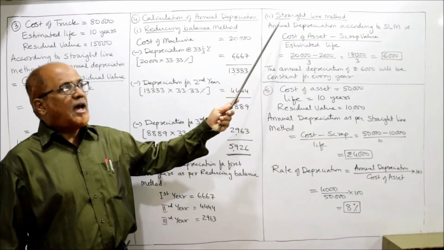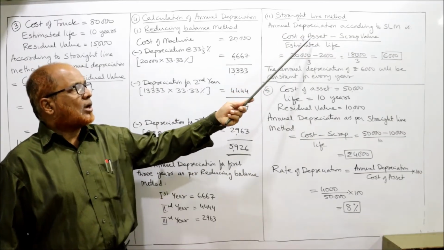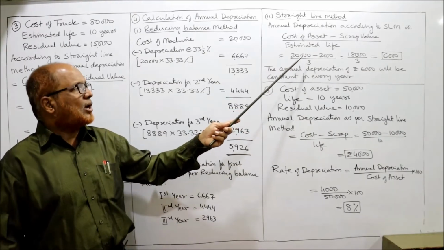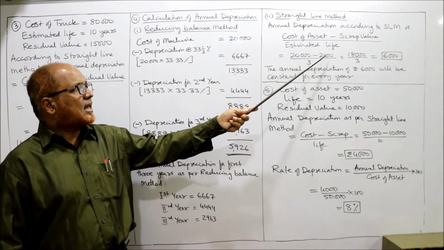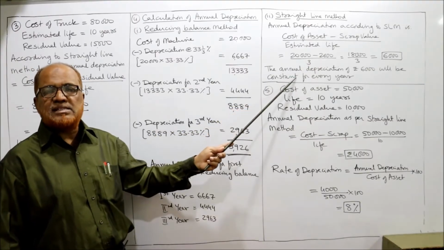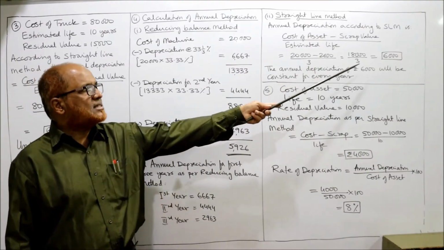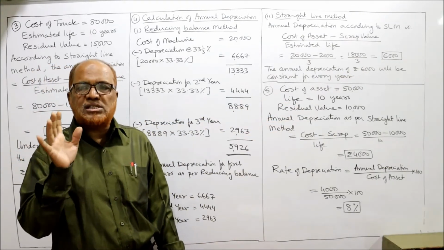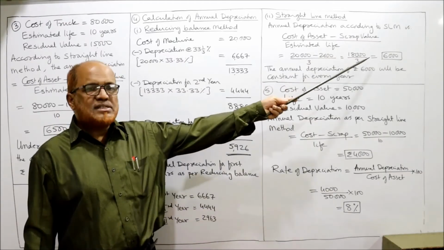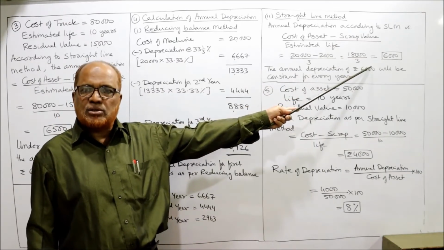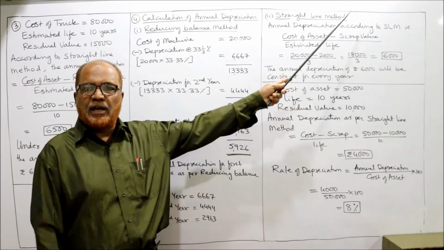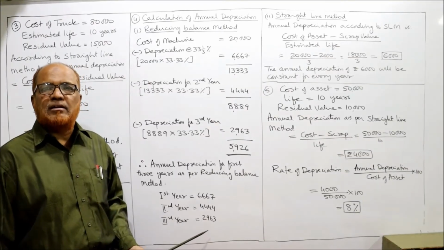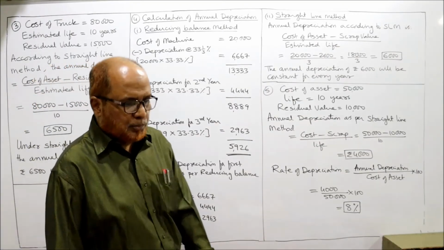Straight line method, annual depreciation according to SLM: cost of the asset minus scrap value divided by estimated life. In our problem we are given cost of the asset 20,000 and scrap value is 2,000. Life of the asset is 3 years. So 18,000 by 3 is 6,000. So every year the annual depreciation will remain constant. First year 6,000, second year 6,000, third year 6,000. So every year it will remain the same. In which method? Straight line. In reducing installment method, every year it is reducing. That's all. So the fourth problem we have completed.